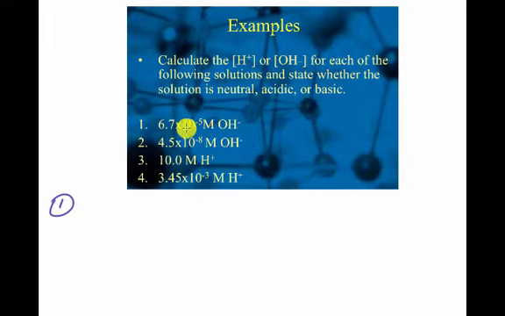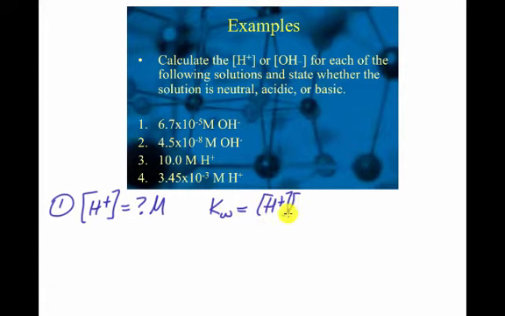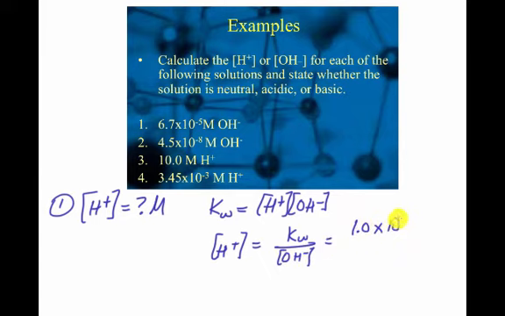Well, if I know that my hydroxide is 6.7 times 10 to the minus 5 molar, what I want to do is find my hydrogen concentration. So what is the concentration of the hydrogen ion? I'm going to use Kw is equal to hydrogen times hydroxide, and solve for my hydrogen ion. Hydrogen concentration is equal to Kw over my hydroxide. Now, Kw is equal to 1.0 times 10 to the minus 14.